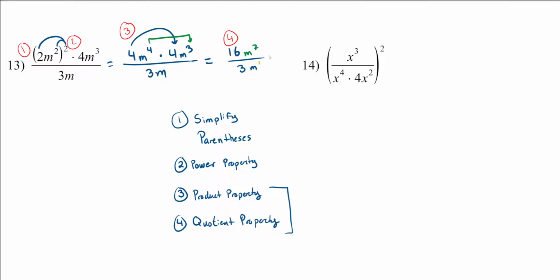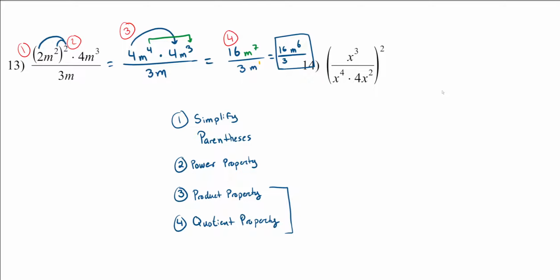Start by dividing the coefficients. Does 16 divide by 3? No, it doesn't. Neither does it the other way around, so we're just going to keep it as 16 thirds. This doesn't simplify, so it's done. And then what's 7 minus 1? 7 minus 1 is 6. The 7 is bigger, so I'll put m to the 6th power on top. There we go. That's the first one. So again, simplify anything in parentheses, distribute any exponents on the outside, then combine with the product property, reduce with the quotient property, box your final answer.